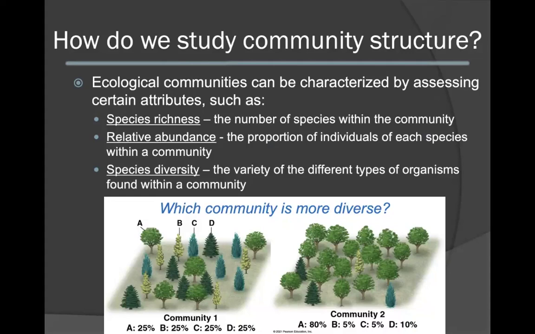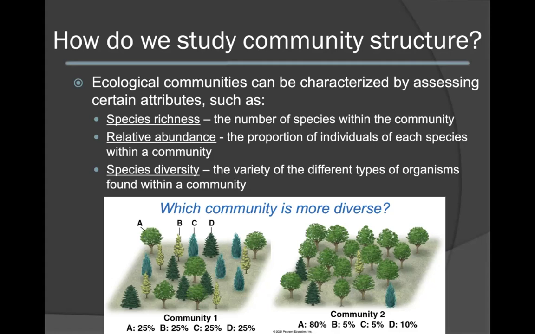species, and species diversity. Species richness simply refers to the number of species that are present within a community. The relative abundance looks at the proportion of individuals of each species, whereas the species diversity looks at the variety of different types of organisms that are found within the community. If you take a look at the diagram below, this is commonly assessed when looking at community structure. Which community would you consider to be more diverse?